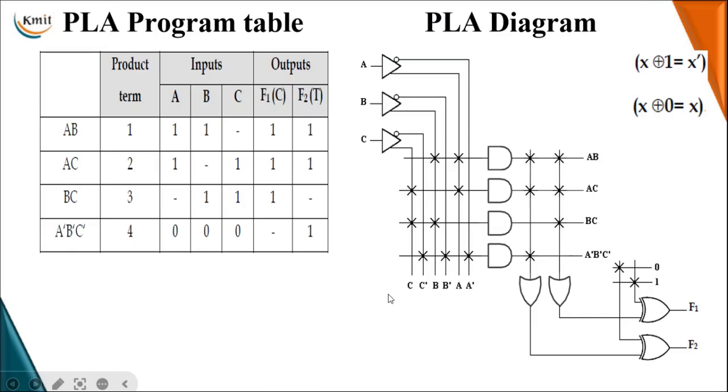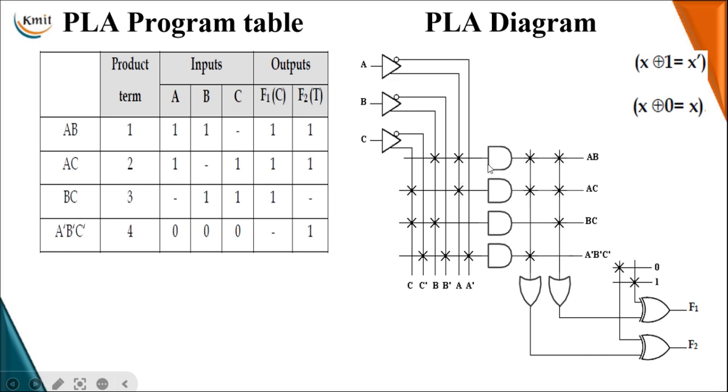If I observe that, here the AB product term, AC product term and BC are ones. A bar, B bar, C bar are all zeros. So in F1 complement, we have 3 product terms, which are AB plus AC plus BC. F1 complement, F1 bar, and F2 true value is equal to AB plus AC plus A bar B bar C bar.